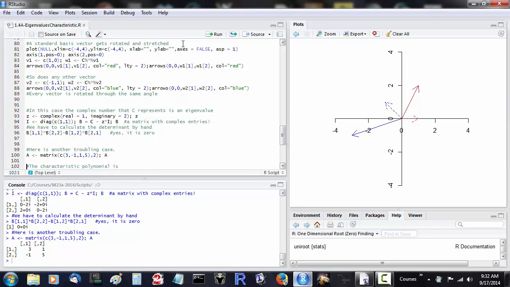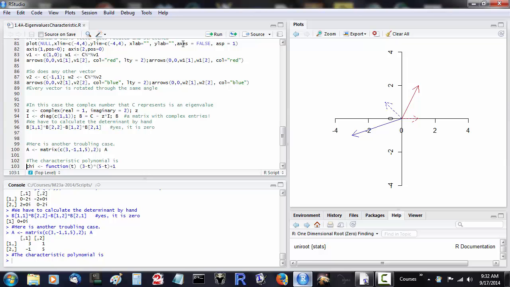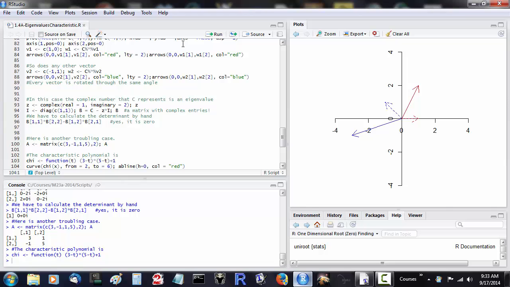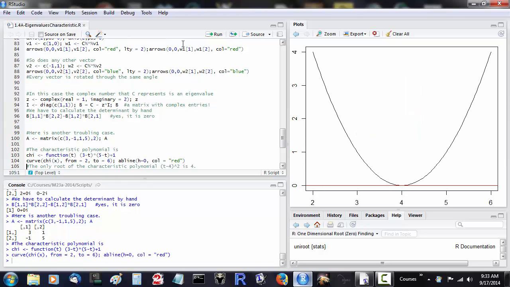Here's an innocent-looking matrix A. Let's work out its characteristic polynomial, going down the main diagonal 3 minus t times 5 minus t. From the off diagonal, we get plus 1. And when I plot this, I see that the parabola is tangent to the red horizontal line at the value 4. This is a quadratic polynomial with a double root. The characteristic polynomial is t minus 4 squared.